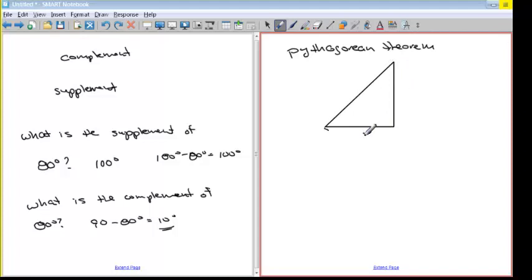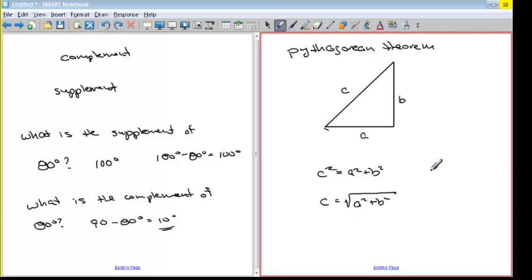So if I'm given A and B, and I need to calculate C, then you would say C squared is equal to A squared plus B squared, and then C is equal to the square root of A squared plus B squared if you solve for it. So that's the case where you're given this, and you have to calculate C.